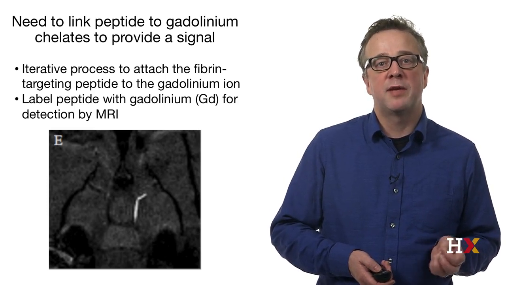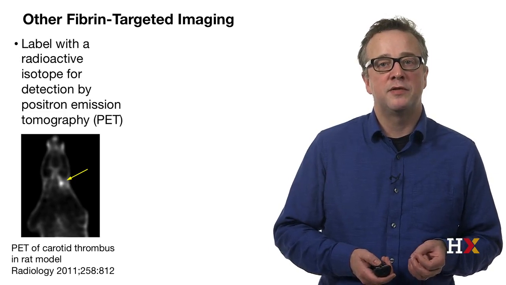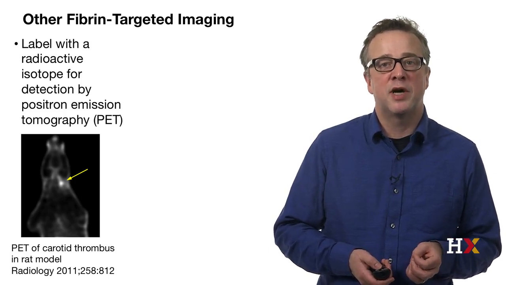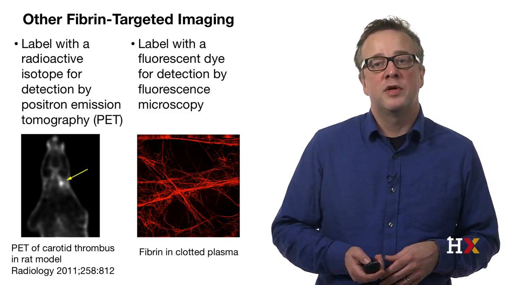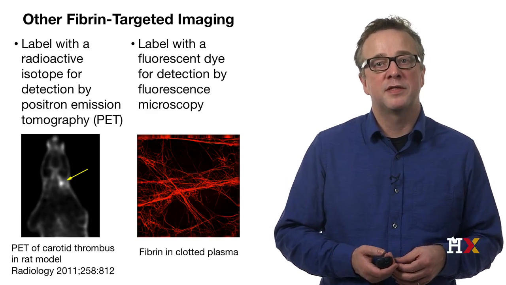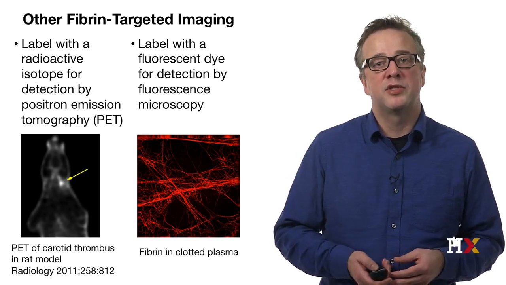But we could change the label. Instead of using gadolinium, we could use a radioactive isotope and detect it using a technique called positron emission tomography. Or we could change the label to a fluorescent probe, and we could image this optically with fluorescence microscopy. As you can see here, this nice image of a fibrin mesh.